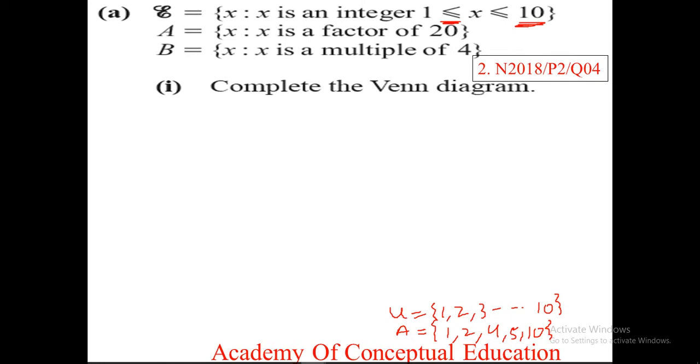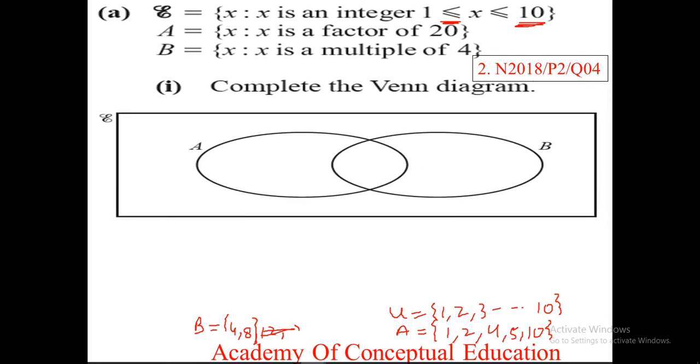And the set B is the multiples of 4. So multiples of 4 will be 4, 8, 12, 16, but we will ignore the multiples over 10. That is why the set B will be 4 and 8.